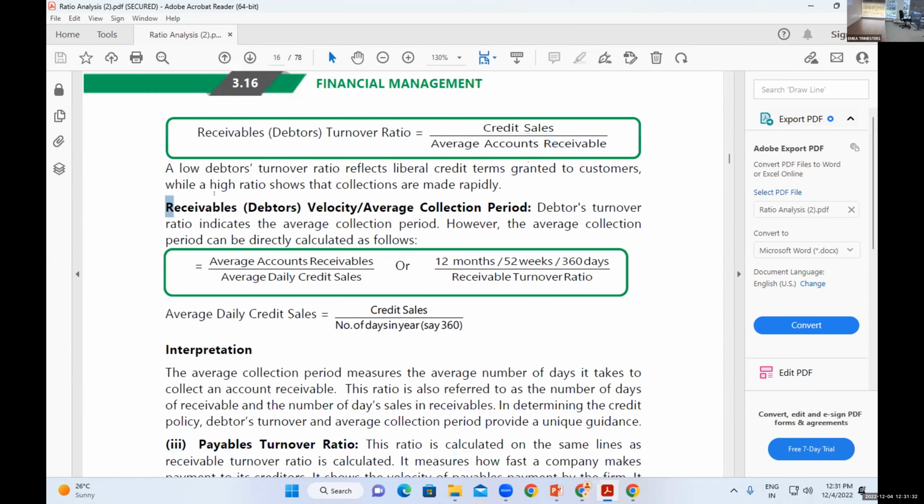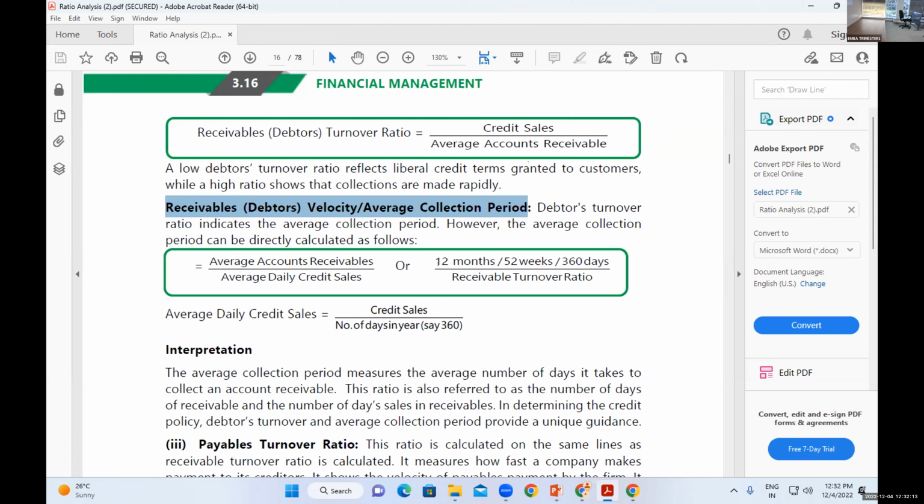Next, how quickly you are able to collect your money from debtors. That is being measured in terms of one ratio called average collection period. How many days are you waiting to collect your money from the debtors? What is average collection period? Total number of days in a year, or months in a year, or weeks in a year, divided by debtors turnover ratio. You already computed debtor turnover ratio. It will give you the number of months if you take months. If you take weeks, answer will be in weeks. What is the interpretation for this?